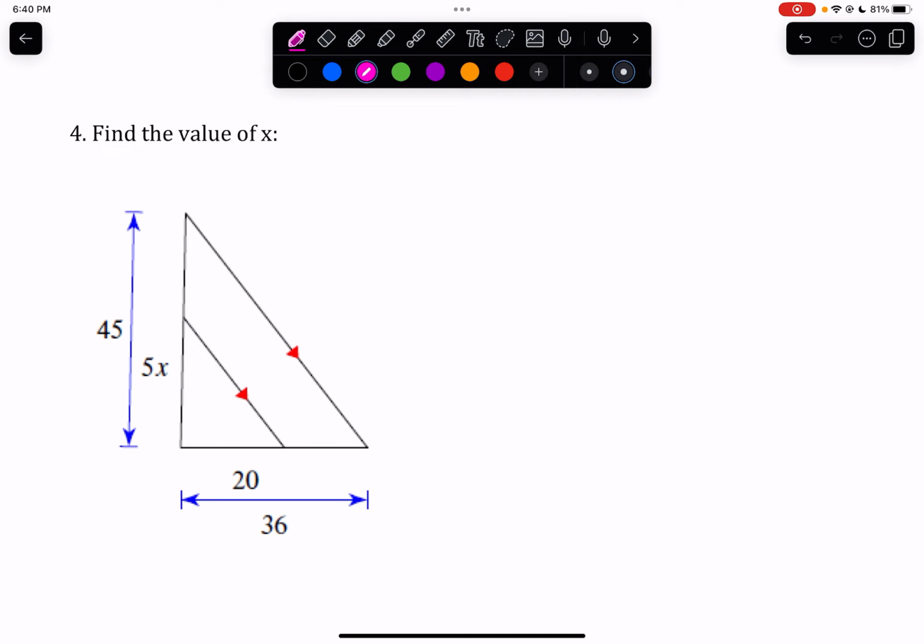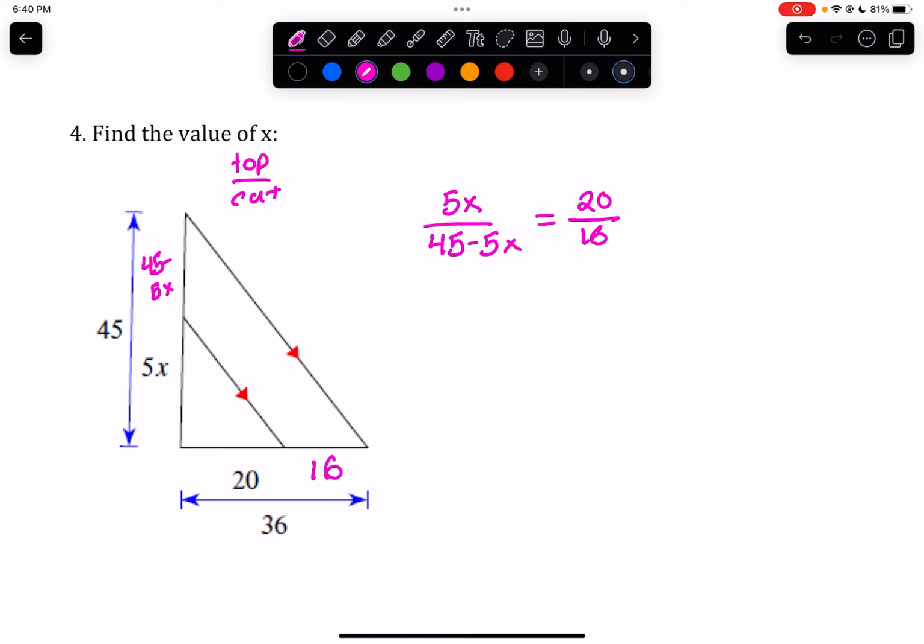So now we are looking for the side splitter again. So let's see. If this is 20, and that's 36, this is 16. So this piece would be 45 minus 5x. So 5x over 45 minus 5x is equal to 20 over 16. I'm doing the top over cutoff.